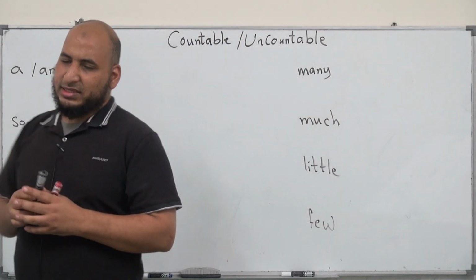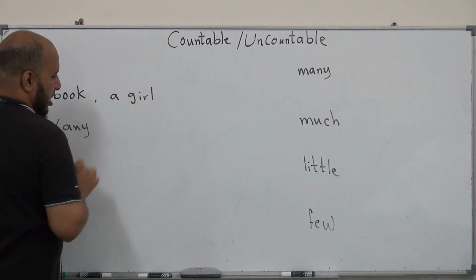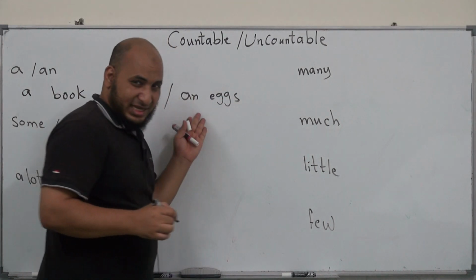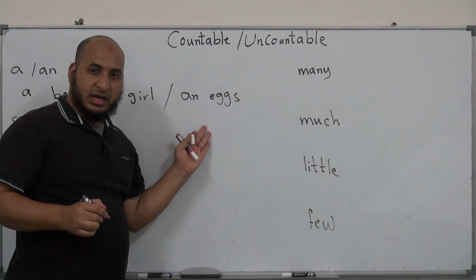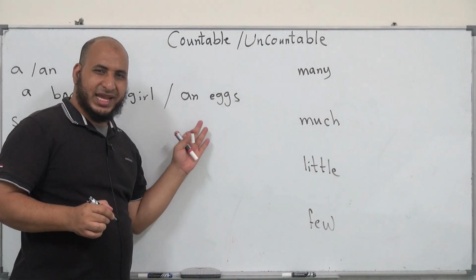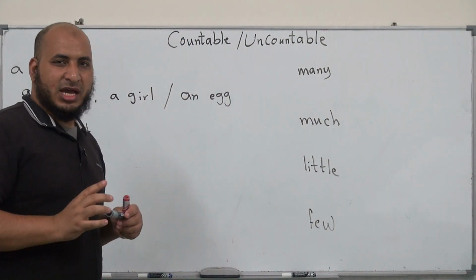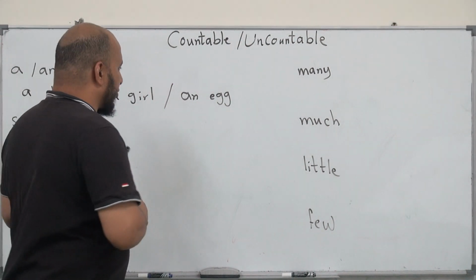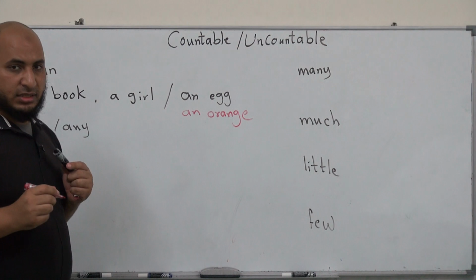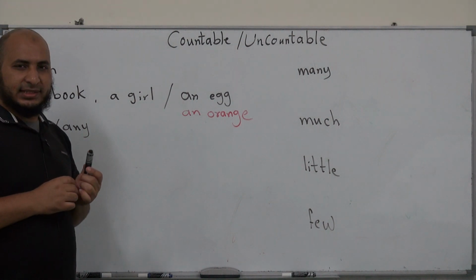With the singular nouns, you can say a book, a girl. You can't say an eggs. This is wrong. Why? Because it's more than 1. 2 eggs, 3 eggs, or anything. You can say only 1 egg: an egg, an orange, or you can say oranges. Okay, this is number 1: a or an.